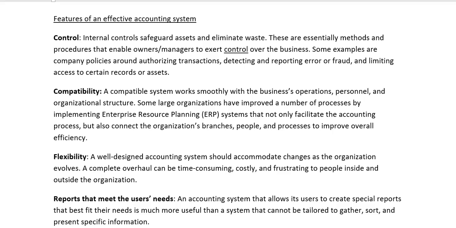Flexibility. A well-designed accounting system should accommodate changes as the organization evolves. A complete overhaul can be time-consuming, costly, and frustrating to people inside and outside the organization. Next, we have reports that meet the user's needs. An accounting system that allows its users to create special reports that best fit their needs is much more useful than a system that cannot be tailored to gather, sort, and present specific information.